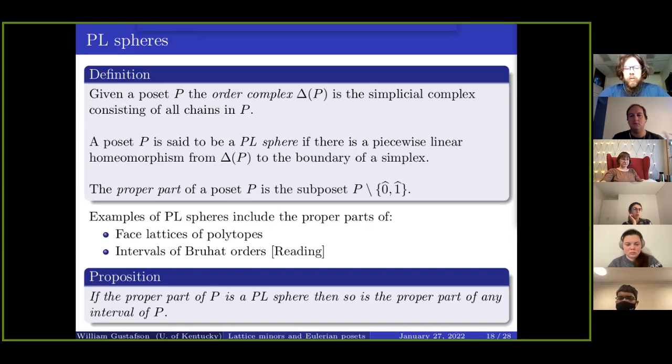Some examples of PL spheres include proper parts of face lattices of polytopes, as well as the proper part of any interval of Bruhat order for a Coxeter system. And it'll be important for later that if a poset has proper part a PL sphere, so does every interval.